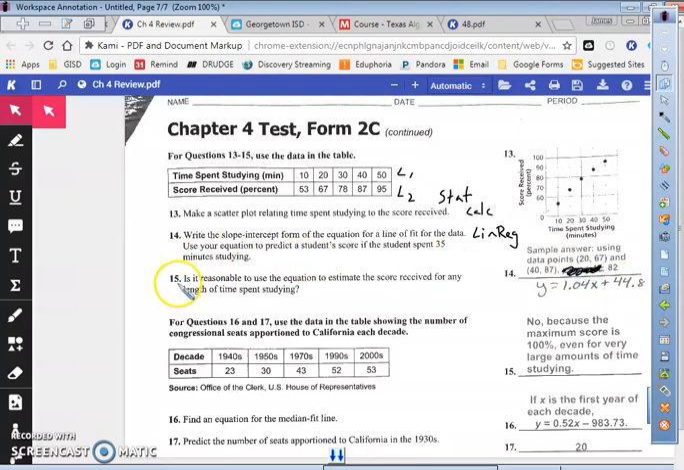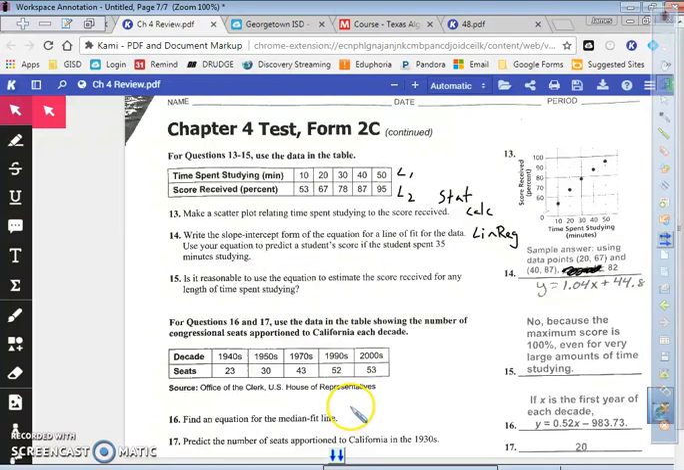I really like number 15. Is it reasonable to use this to estimate the score received for any length of time spent studying? And it's not, because you can't score over 100%. If 50 minutes is getting to be 95 on a test, so let's say we study 75 minutes, are we going to make 115? No, because there's a finite limit. The y value can only go so high. So that's a great question right there. I like being able to explain what the data means right there.